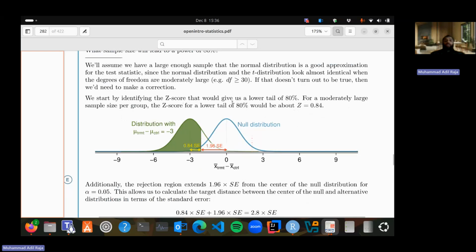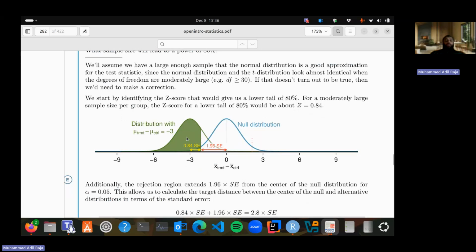This is what I told you about the power of a test. In this distribution, the area that comes up till this red point has to be equal to the power of the test. Because our desired power is 80%, this area is definitely 80%. Which means that this corresponds with the percentile of this distribution according to the z-score table.